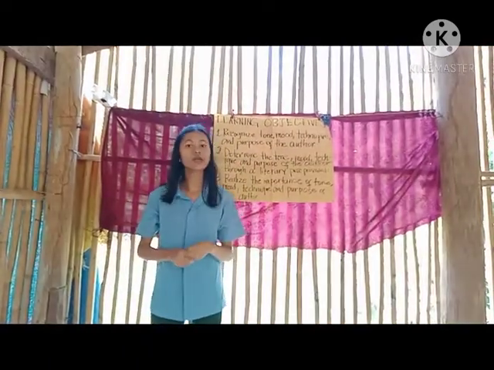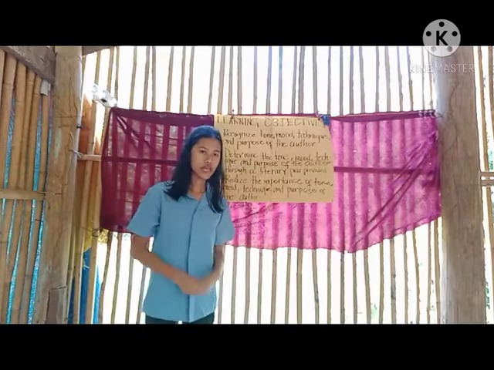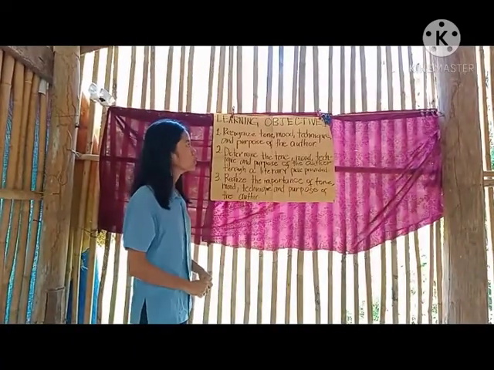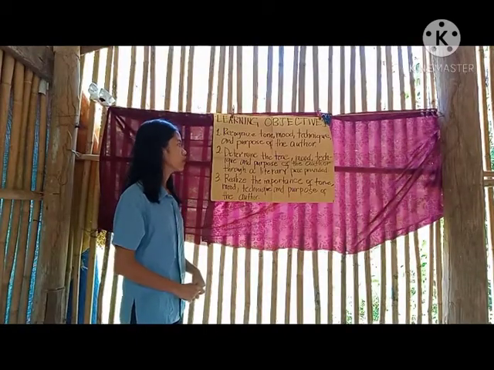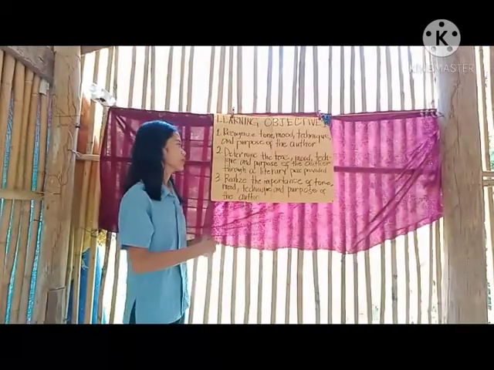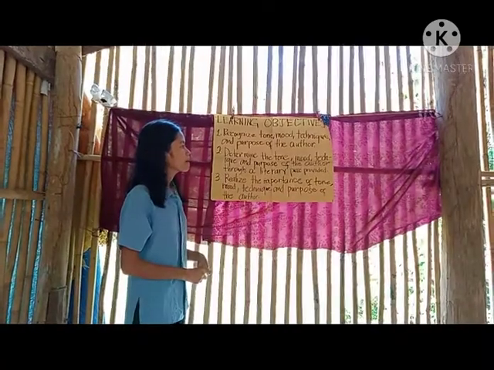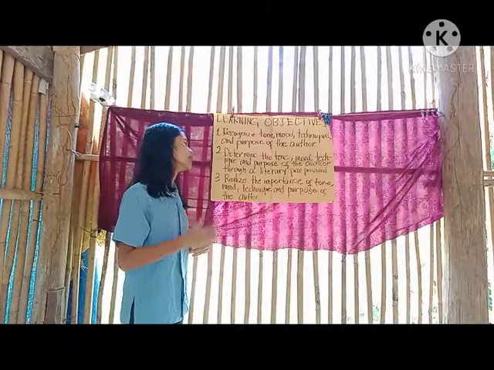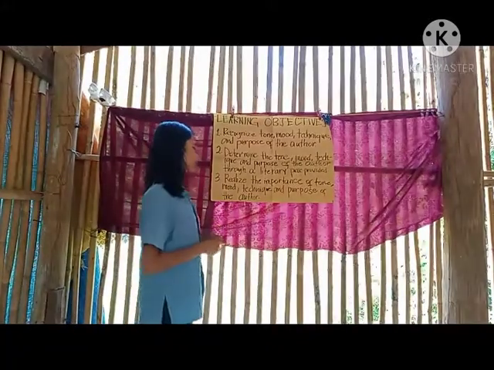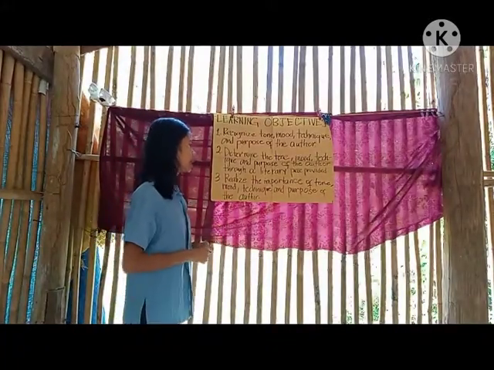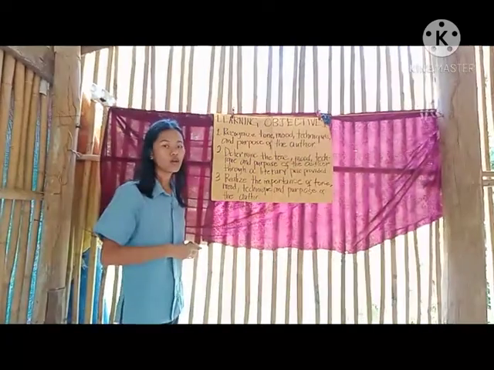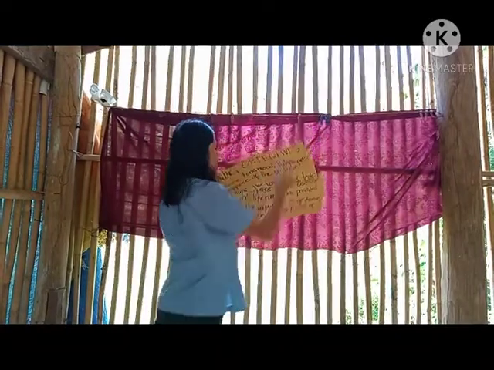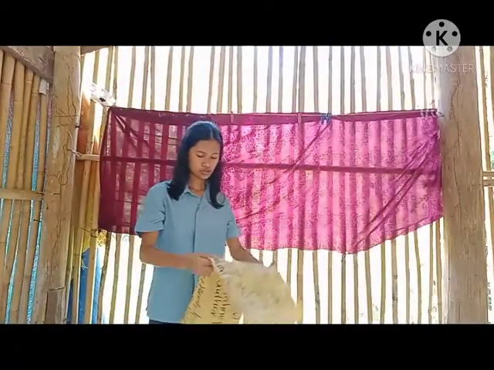Class, let's read our learning objectives loud and clear and all together. For the first one, class, let's read. Recognize the tone, mood, technique, and purpose of the author. And the second one, class: determine the tone, mood, technique, and purpose of the author. And for the last one, class, let's read. Realize the importance of tone, mood, technique, and purpose of the author. So, these are our learning objectives for this lesson.